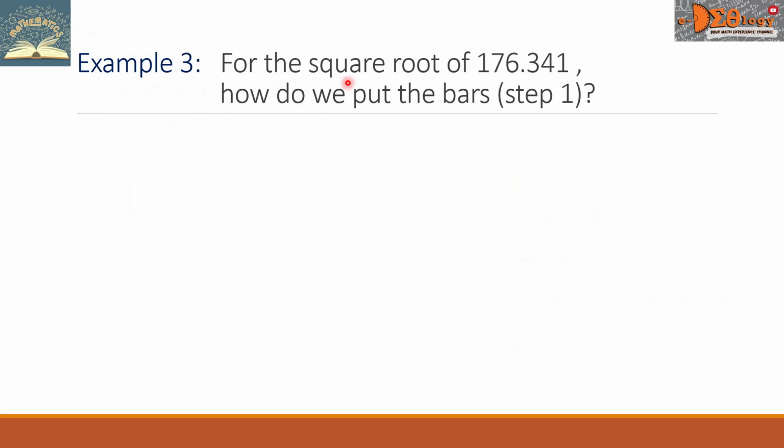Example 3. For the square root of 176.341, how do we put the bars in step 1? This is how we're going to put the bars. For the integers, there is one bar for the number 76, another bar for the number 1. On the decimal part, we put one bar to the first two decimal places, 3, 4. Another bar for the number 1. In this case, we can add 0. So we put one bar to the number 10. So this is the answer.